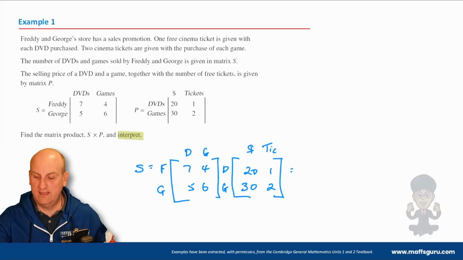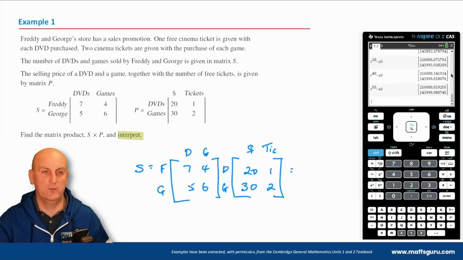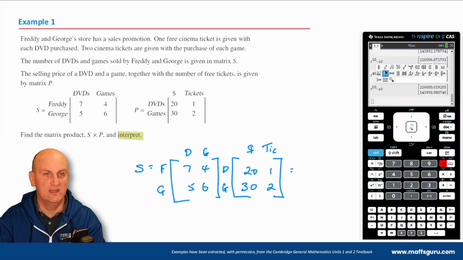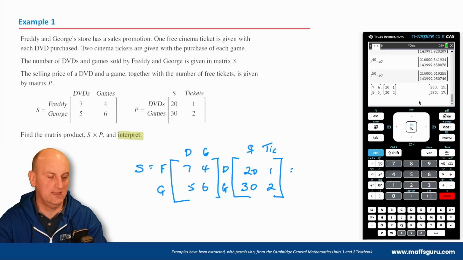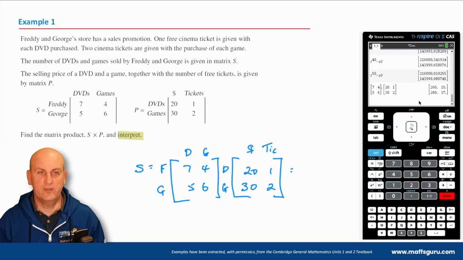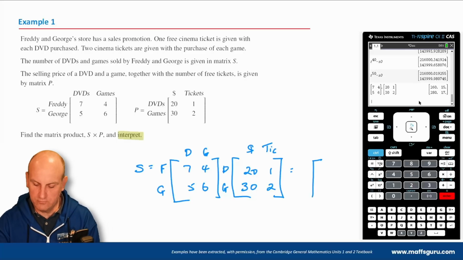Now, I'm not going to be able to do that in my head, or we can do it pencil and paper way, but to be honest with you, we've got a calculator. Let's fire up my calculator and do it from there. So we've got a 2 by 2 there, which is going to be 7, 4, 5, and 6. And I'm going to multiply that by another 2 by 2, and I'm going to put in there 21, 30, and 2 and hit enter. So what has that now given me? We've got 260, we've got 280, we've got 15, we've got 17.